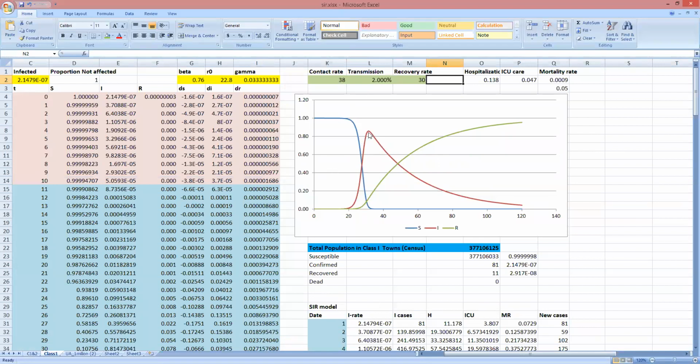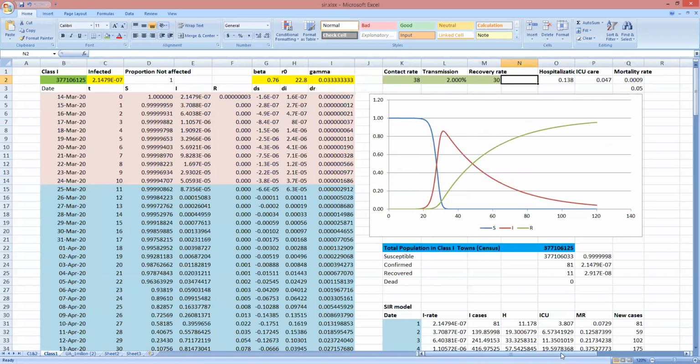Now you can see this is called the peak, where the I curve reaches the maximum. There are two things about the peak: when does it occur and how many people does it involve? You can see it occurs about 35 days in. Our starting period was March 14. So what is 35 days? It will be April 15, about 20th April.